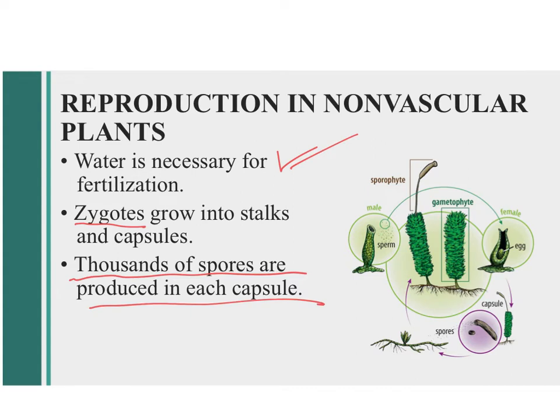Now, you see the capsule here. Okay? Here are the spores. Look at how they're being spread there. So the male and female, the water moves the sperm to the eggs so that they can be fertilized. You have a sporophyte and a gametophyte. All right, everybody got this?